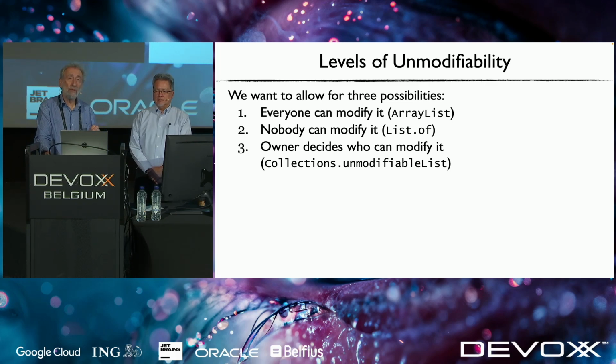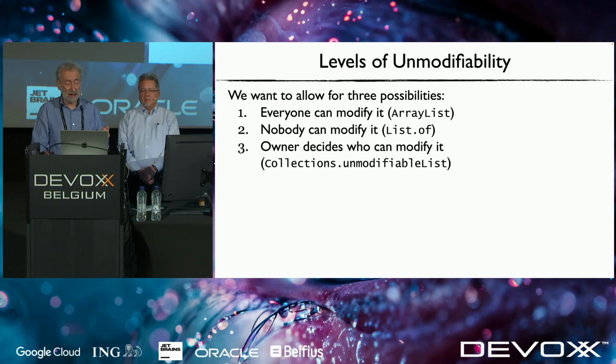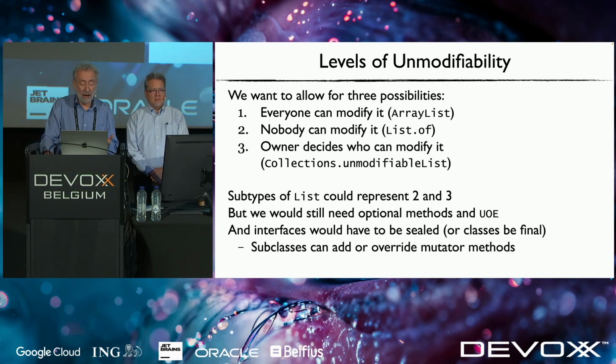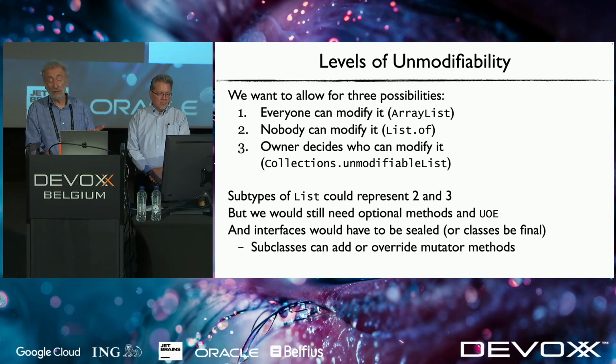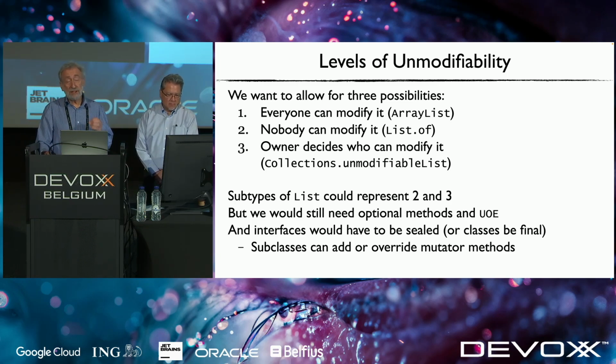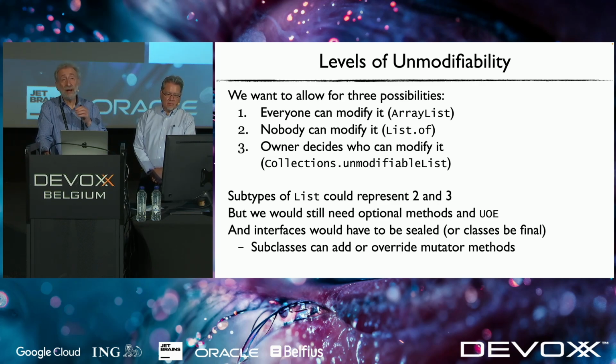So if we think about how we could represent these different possibilities in terms of list types, because we're talking about list here, subtypes of list could represent 2 and 3. And it already does represent 1, obviously. But we would still need optional methods. And with optional methods, obviously, comes UnsupportedOperationException.